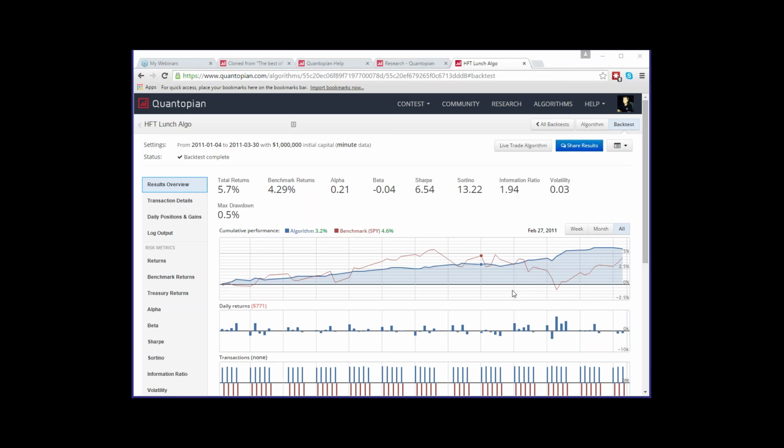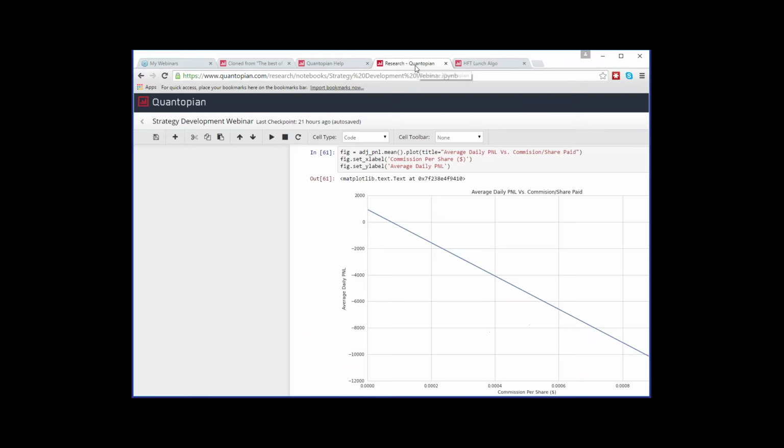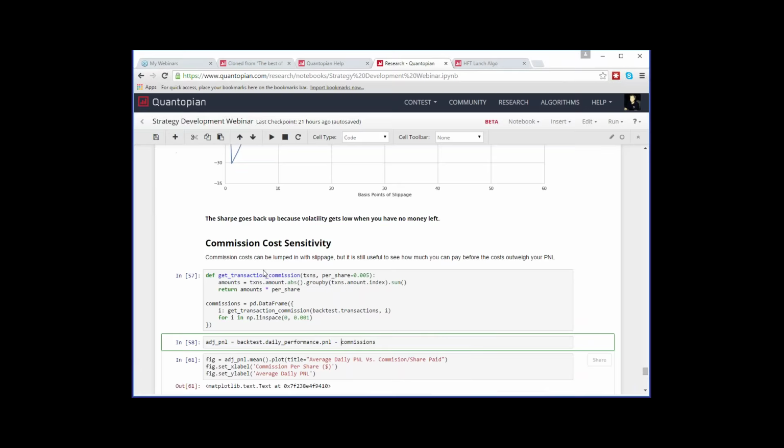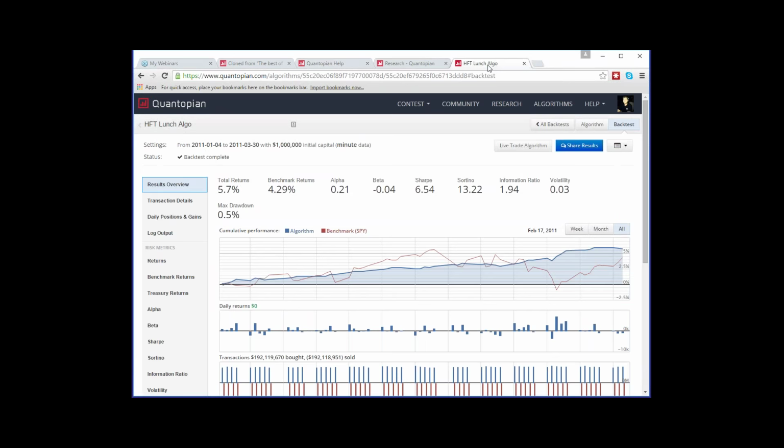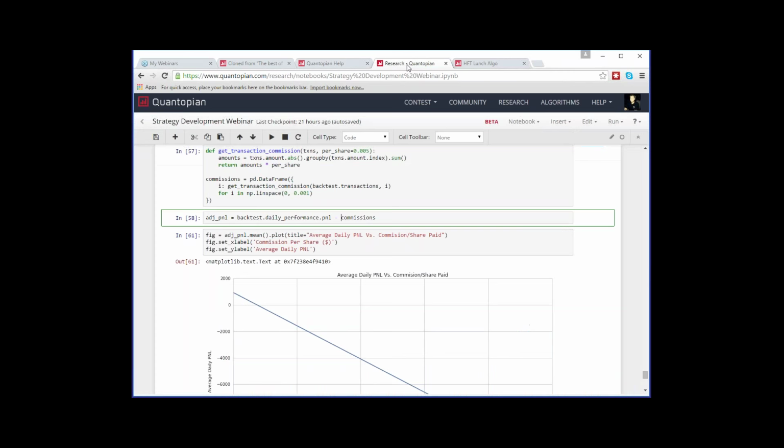So is there a way to run optimizations? Good question. Using the research platform, you can also use the Zipline library, which is what runs these backtests. And you would have to make a few small changes to create a backtest within the research environment, but there you can run optimizations by running them over a range of parameters and just doing the backtests in a loop.